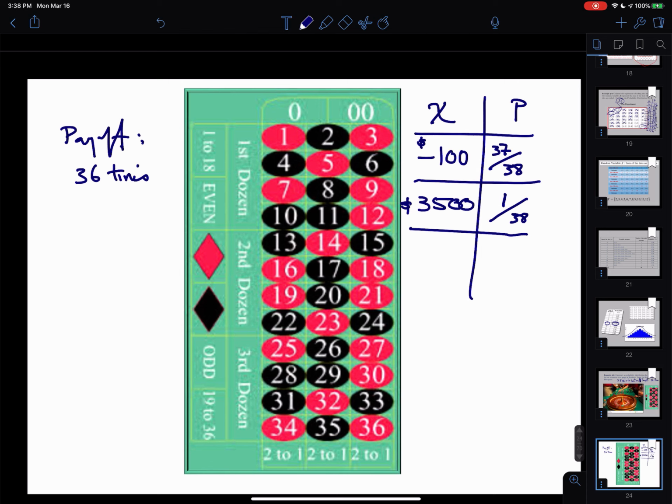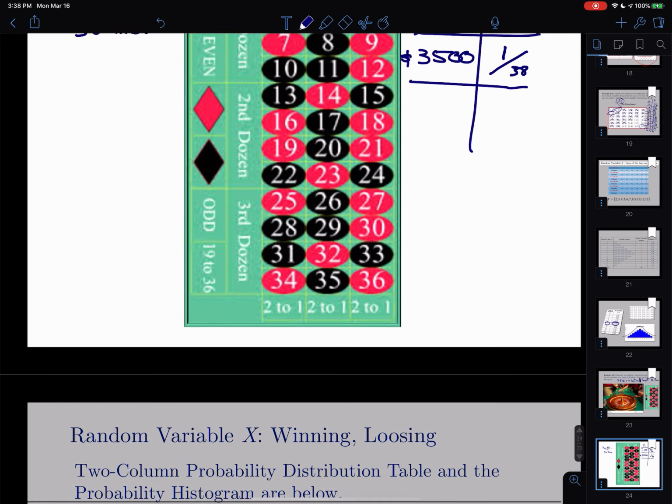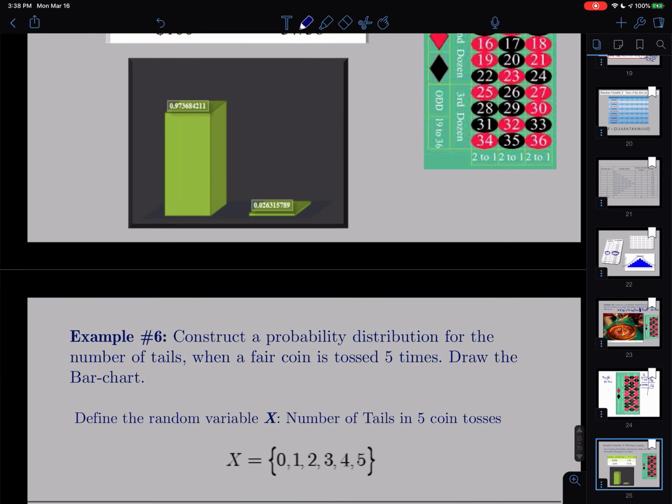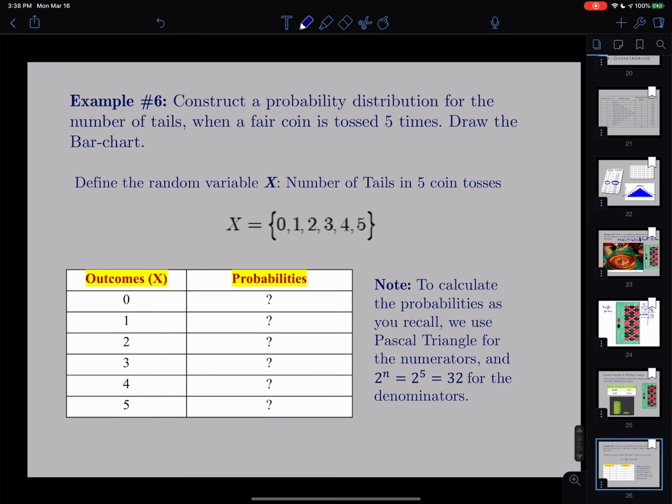And there is my probability distribution. And I have it written much nicer on the next slide, as you could see. And you could see, obviously, the probability of losing is a whole lot more than the probability of winning. Let's move on to another example.